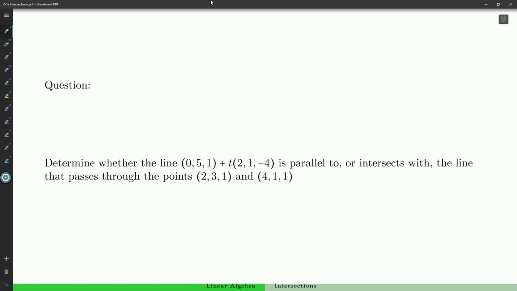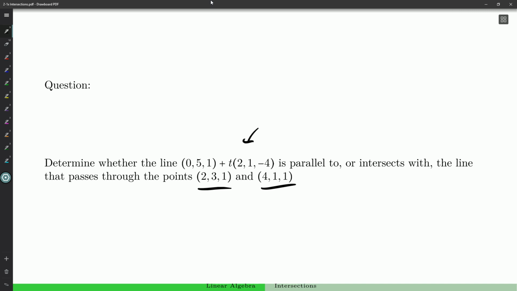Determine whether the line (0, 5, 1) + t(2, 1, -4) is parallel to or intersects with a line that passes through the points (2, 3, 1) and (4, 1, 1). So we're given 2 points for this other line. We'll deal with the equation of the first line in a moment, but we don't even have an equation for the next line.